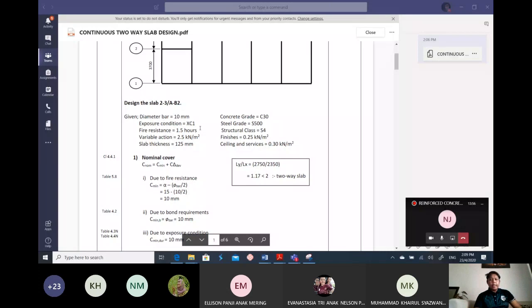Another thing, I received a question before this: if the load is not given, do we have to calculate it on our own or not? No. The only load that we have to calculate on our own is the slab self-weight. The other types of load are not given, so there is no need for us to calculate them. For example, the finishes, ceiling and services are not given in the question, therefore we do not need to calculate them.